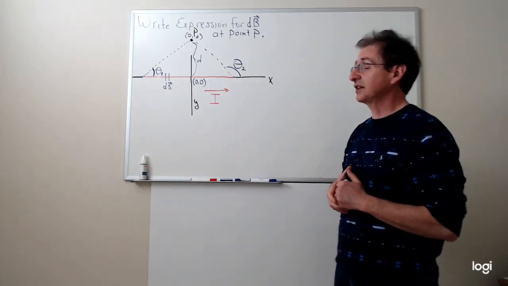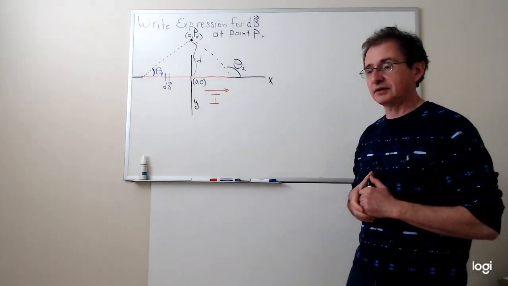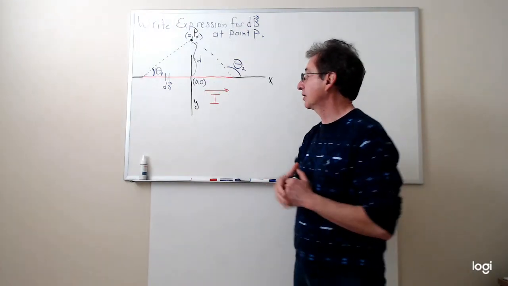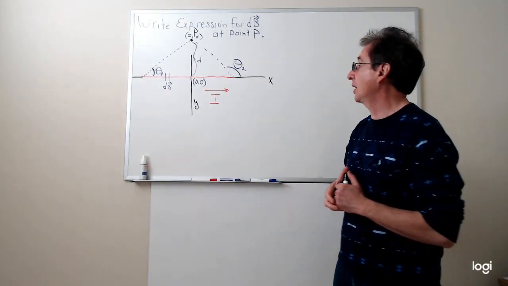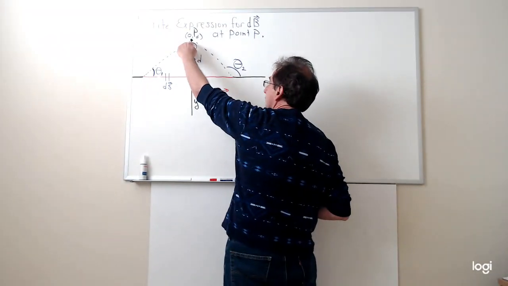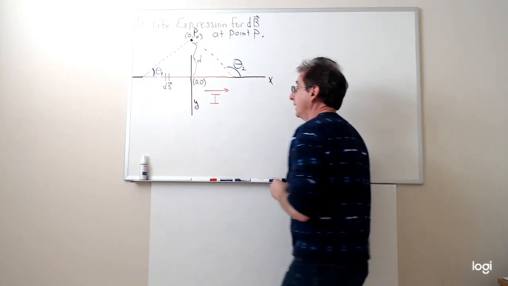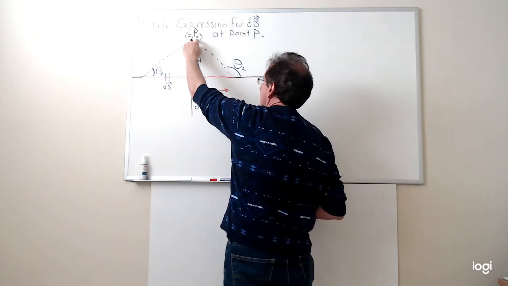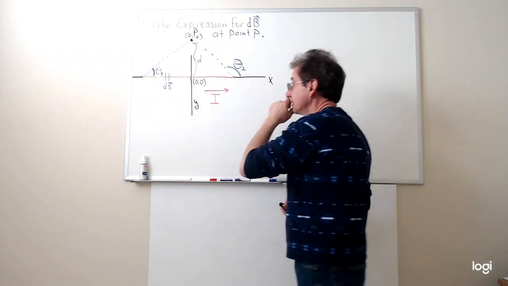All right, I want to calculate the magnetic field due to a wire carrying current I. This is a straight wire. And we calculate the magnetic field at a point P a distance d above it, its location is (0, d). Here's the origin of my system.